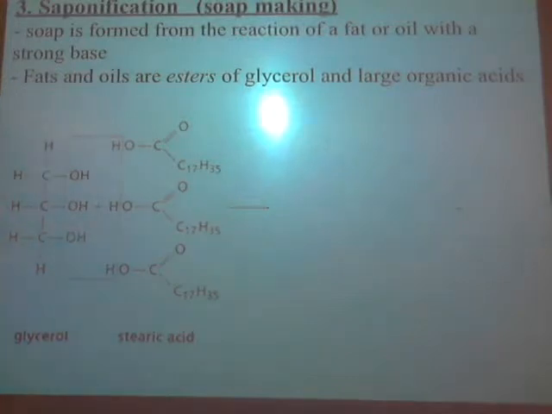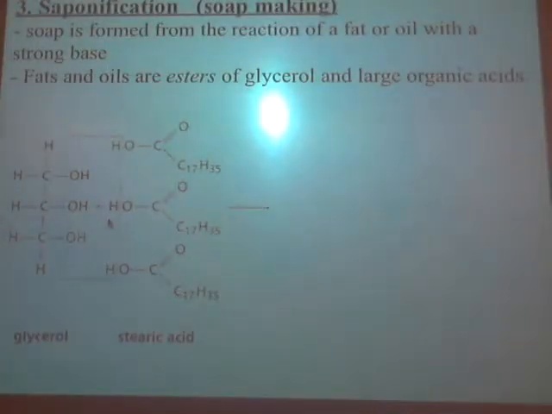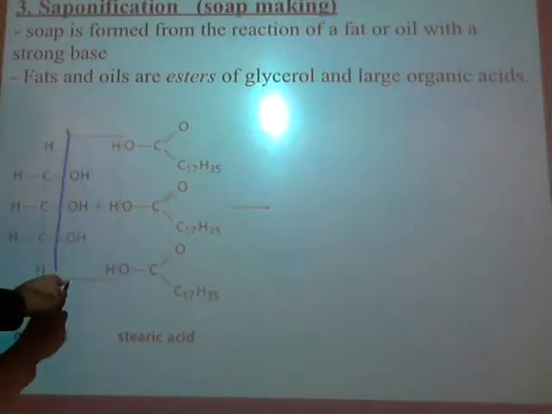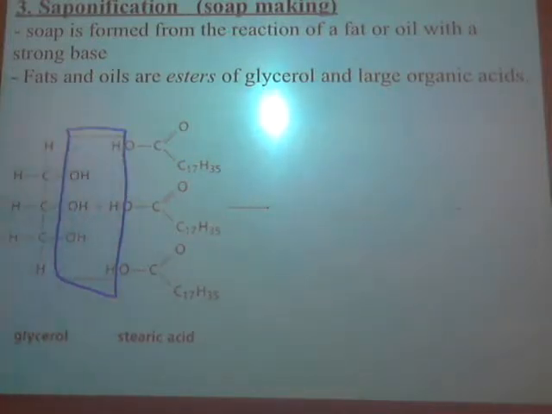And I hope you can all see this, right? Let me use this little box around here, right? You can see that? You don't have to draw that box in, but you can see what's happening with that box. What are you going to split off when those guys react?